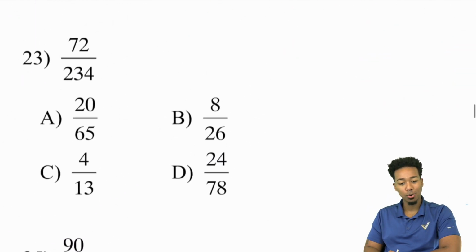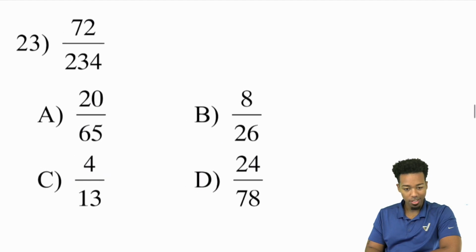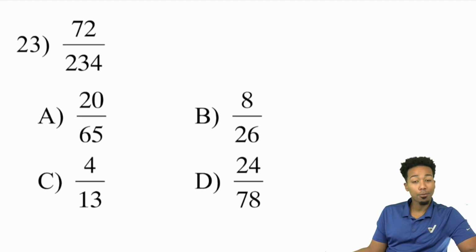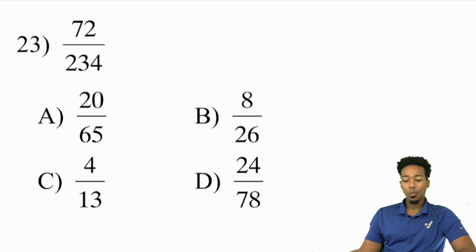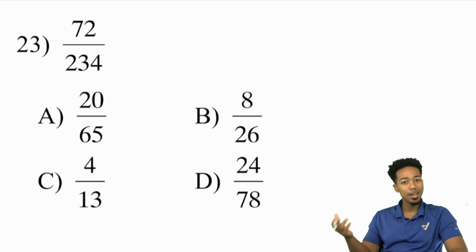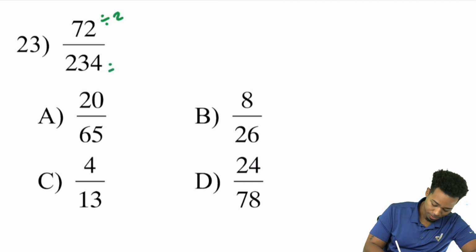We got 72 over 234. Let's go over this one. Let me zoom in a little more. Let's get to work. So first things first, I'm looking at this and I'm like, whoo, 72 and 234? What happens here? Well, the thing is, my party people, these are both even numbers. So do your thing. If they're both even, divide them both by 2.